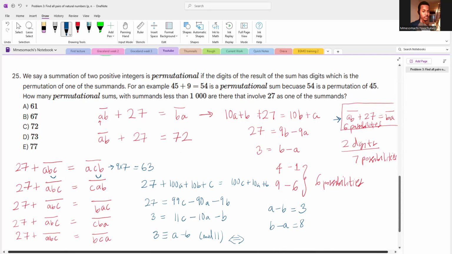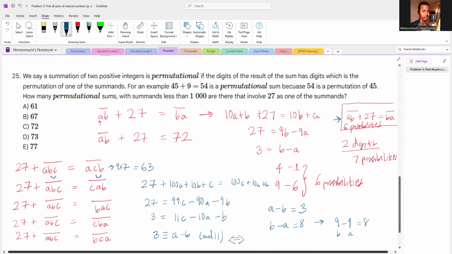So for B minus A equals 8, recall that A cannot be 0. If B minus A equals 8, there's only one possible value: B will be 9 and A will be 1. So only one possibility. 9 minus 1 equals 8. So B and A.